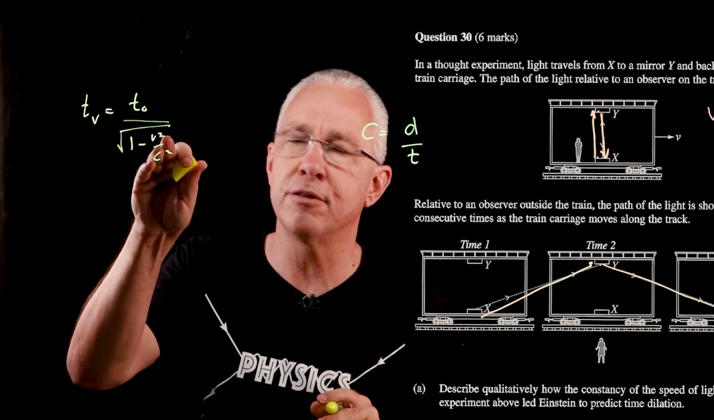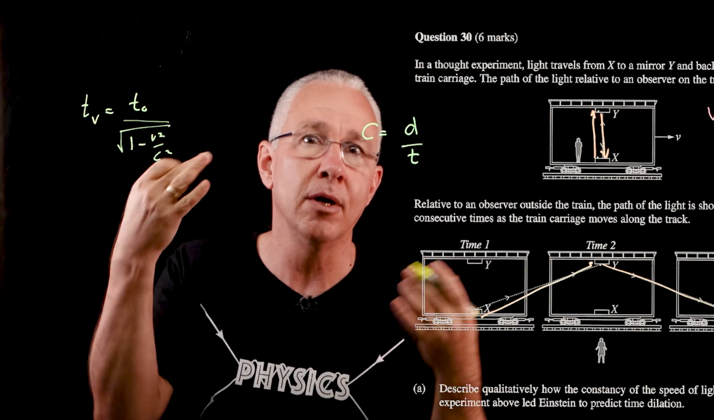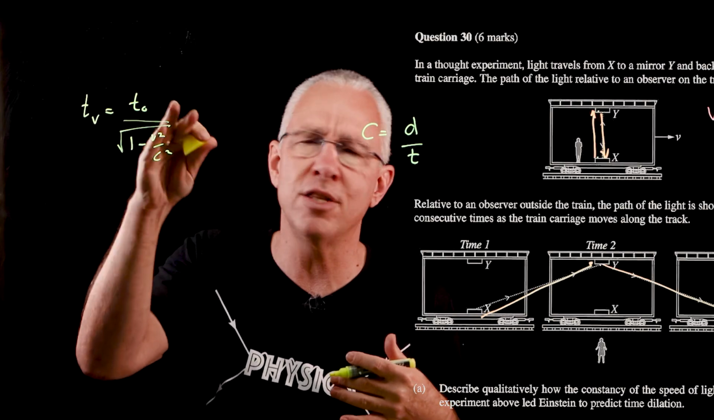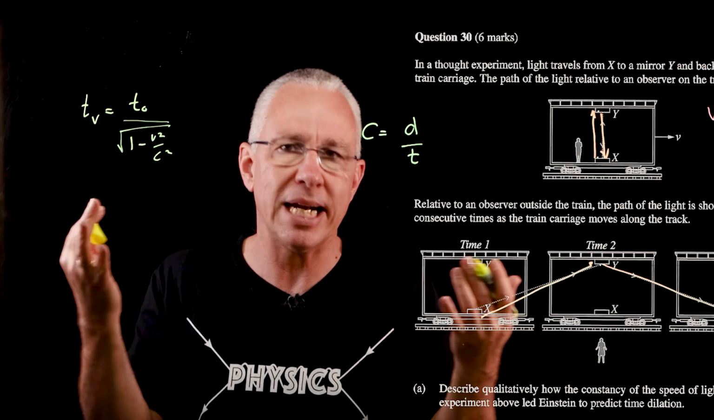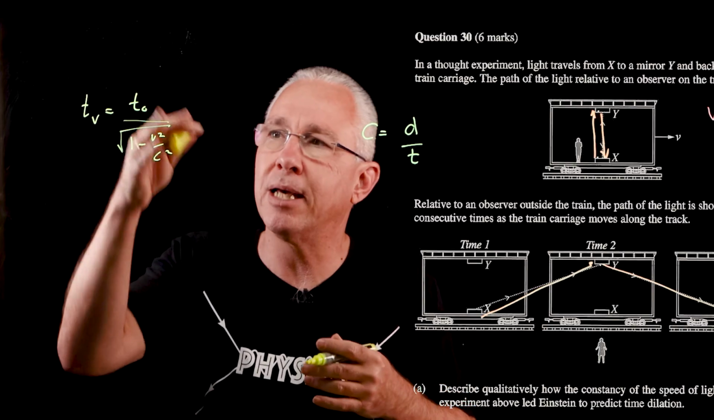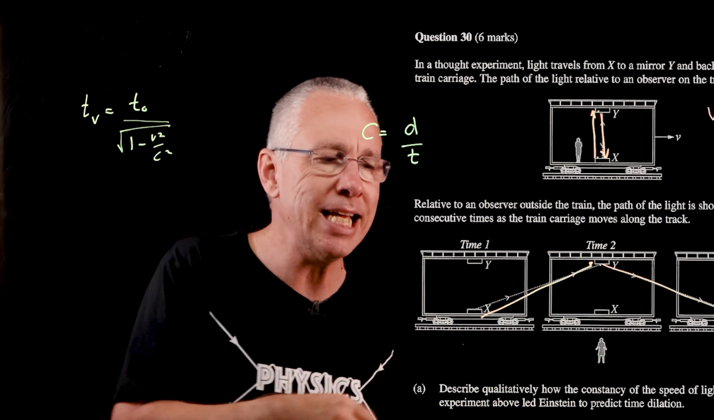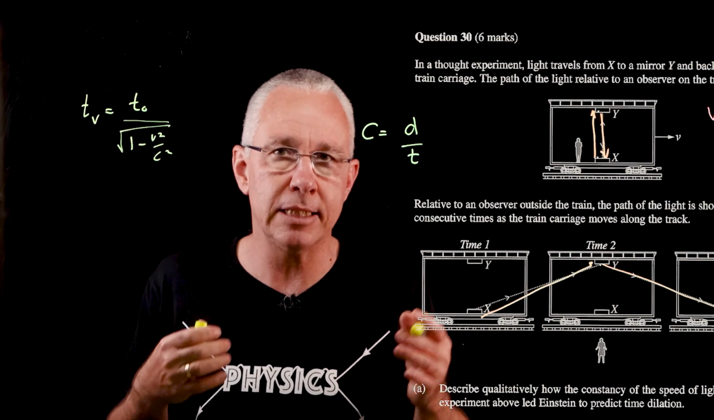You can understand that if this velocity is particularly slow, in other words, even fast for us, but nowhere near the speed of light, this just becomes 1. And so those times end up being practically the same. This only becomes noticeable when we're traveling closer to the speed of light. And that leads us into our next part of the question.